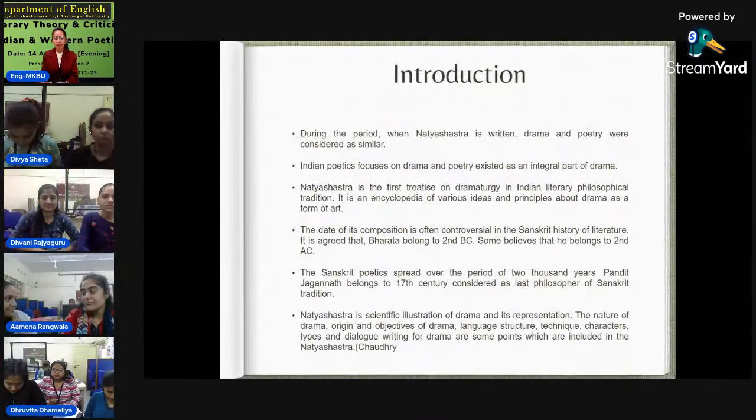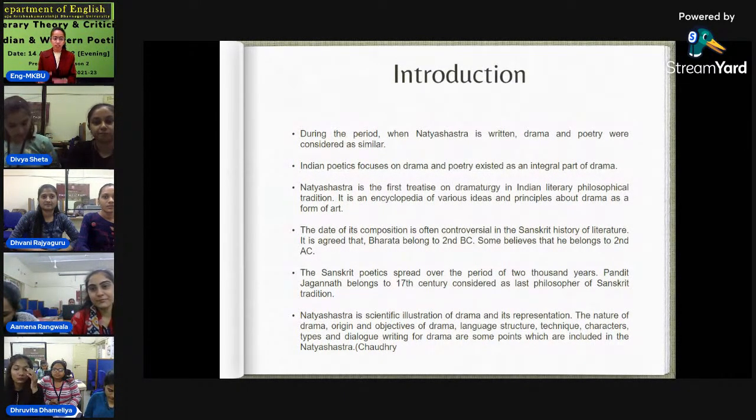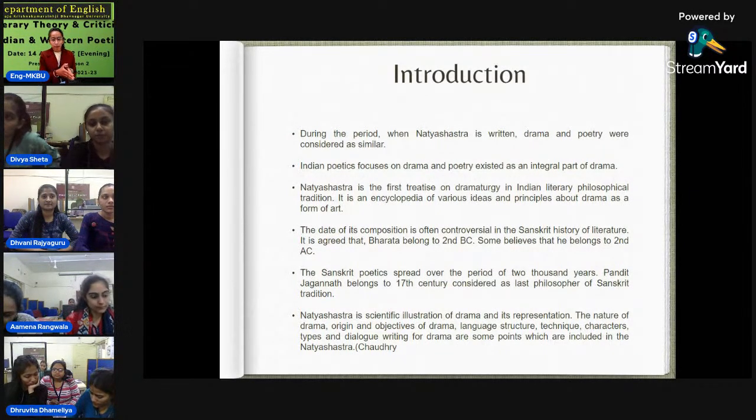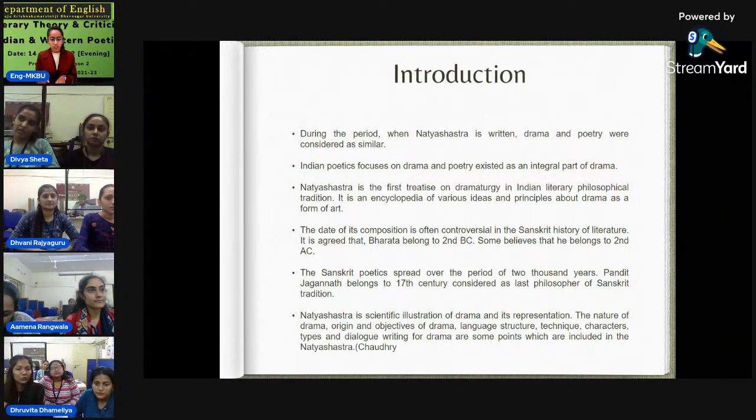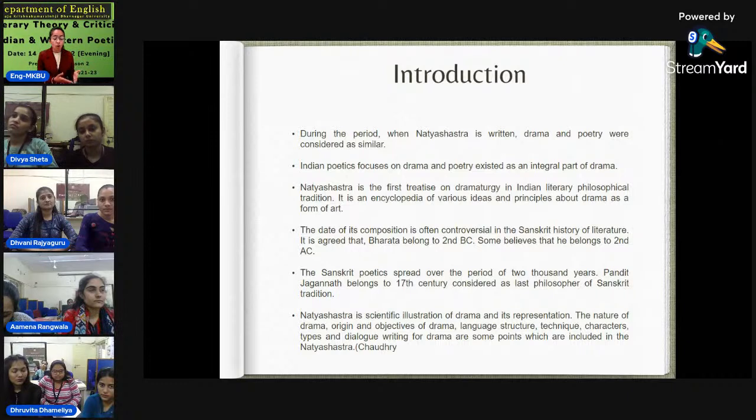First, let's have an introduction to Indian poetics and the Natya Shastra. When the Natya Shastra was written, it was applied to both drama and poetry, because at that time both were considered very similar. It also focuses on the existing dramas and poetries. Natya Shastra is an encyclopedia of the ideas and principles about drama as a form of art.